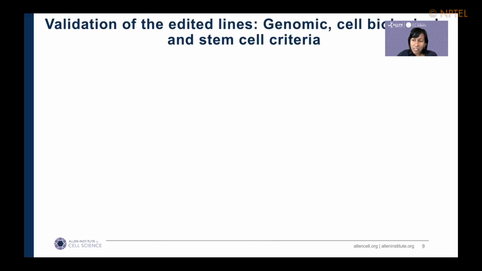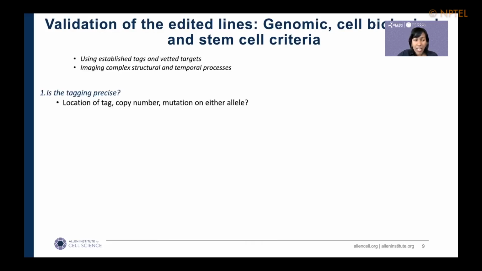So as I mentioned, we do a lot of quality control. So we ask several questions while doing this. We ask, is the tagging precise? So is the location of the tag correct? Is it at the right locus? Have we only introduced one tag? And have we introduced any other double strand breaks or mutations on either allele? So we do a lot of sequencing to make sure we do that. Again, the details you can find in our paper, which I'll show you at the end or on our website.